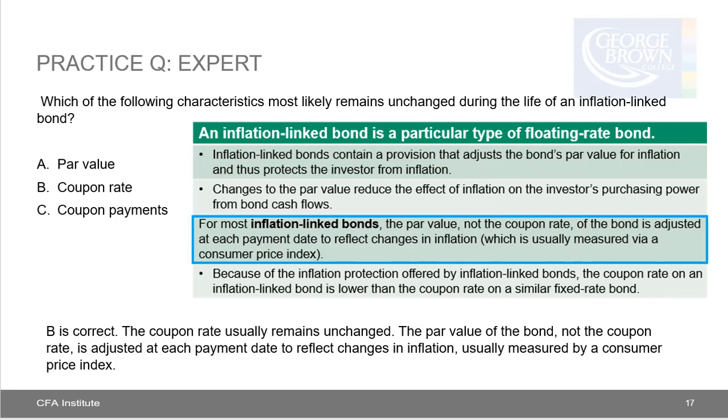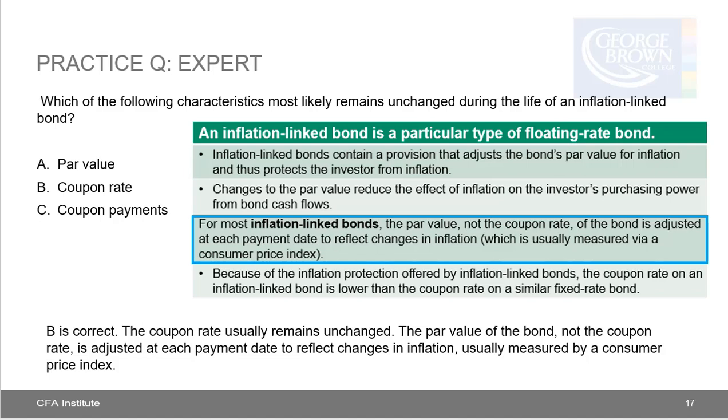Okay, so again, I just copied over some information from the table. For most inflation-linked bonds, the par value, not the coupon rate of the bond, is adjusted at each payment date to reflect changes in inflation. So you can see that the coupon payments will change because the par value is changing. So it has to be B.